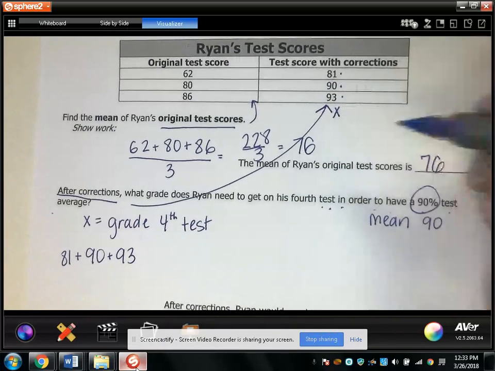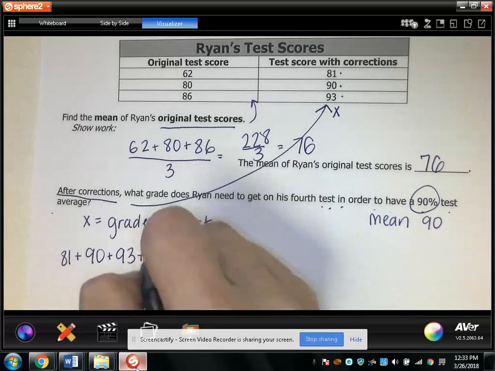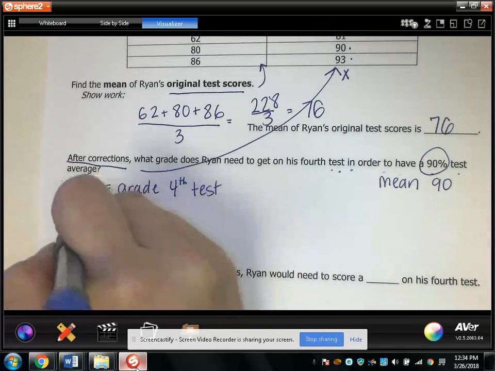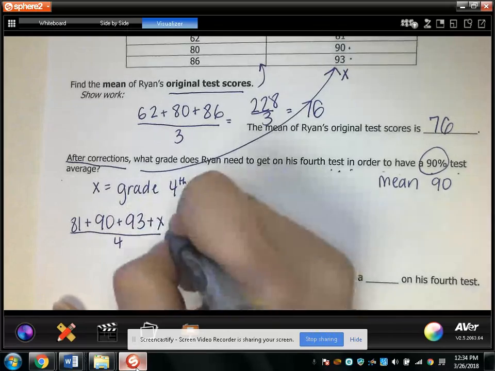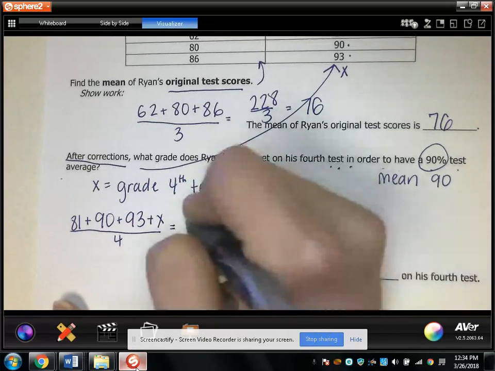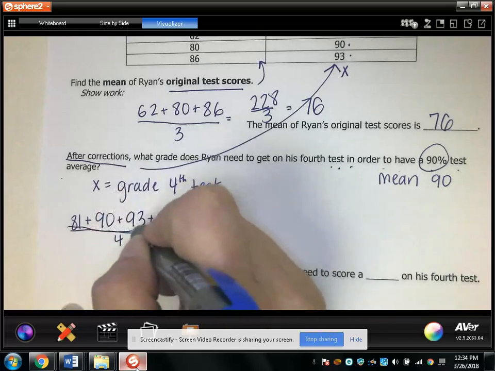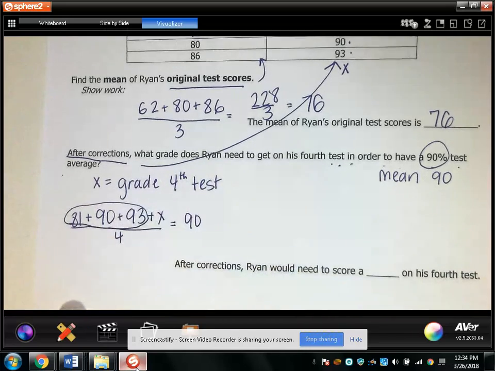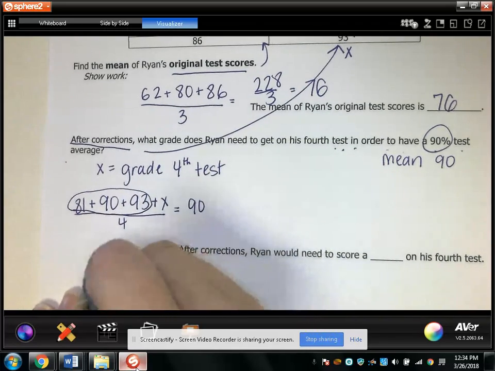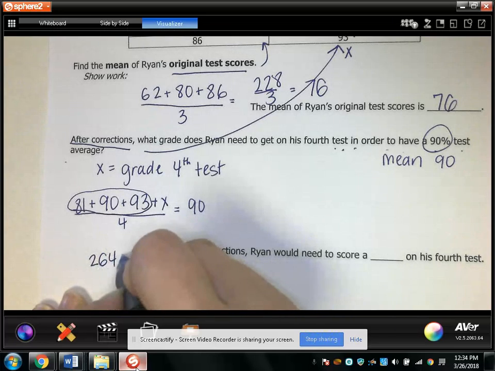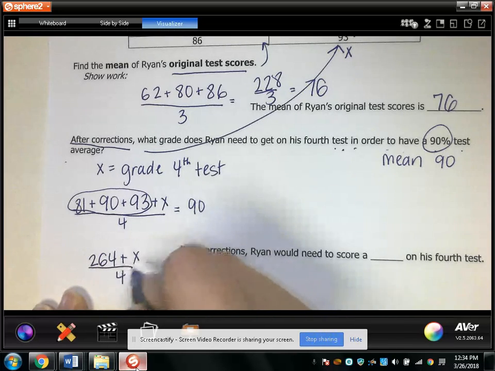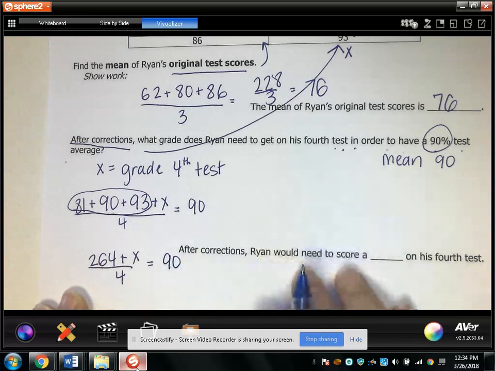And to average these 4 numbers, I'm going to add all 4 numbers together, divide them by 4, and I want that average to equal 90. So let's clean this up a bit. Let's combine these constants right here. So if I add these up, I get 264 plus X divided by 4 has to equal 90.